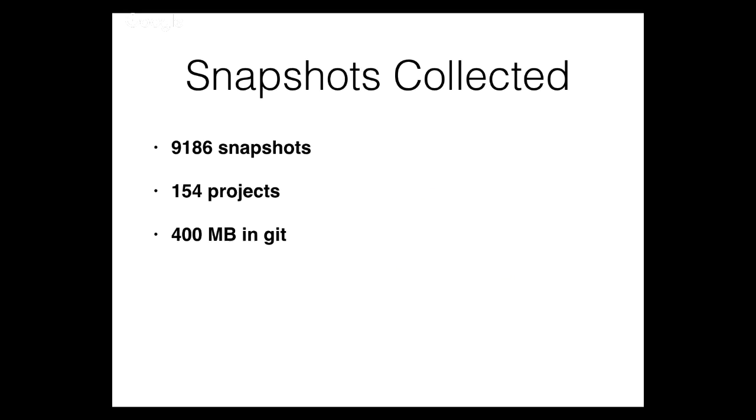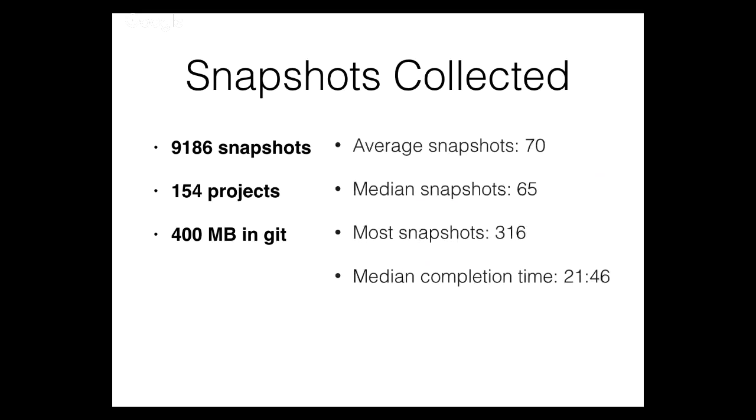Almost 10,000 snapshots later, over 154 projects, 400 megabytes of Git directories, we have data. There are lots of things here. These are some basic, interesting descriptive statistics. Average was 70 snapshots per project. These are half-hour activities. Those activities I showed you took on average 70.